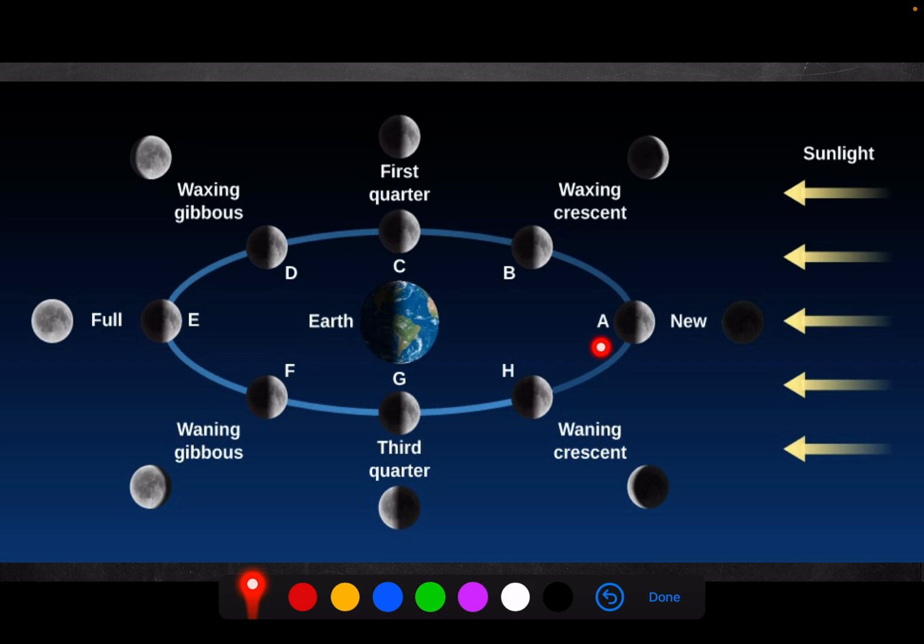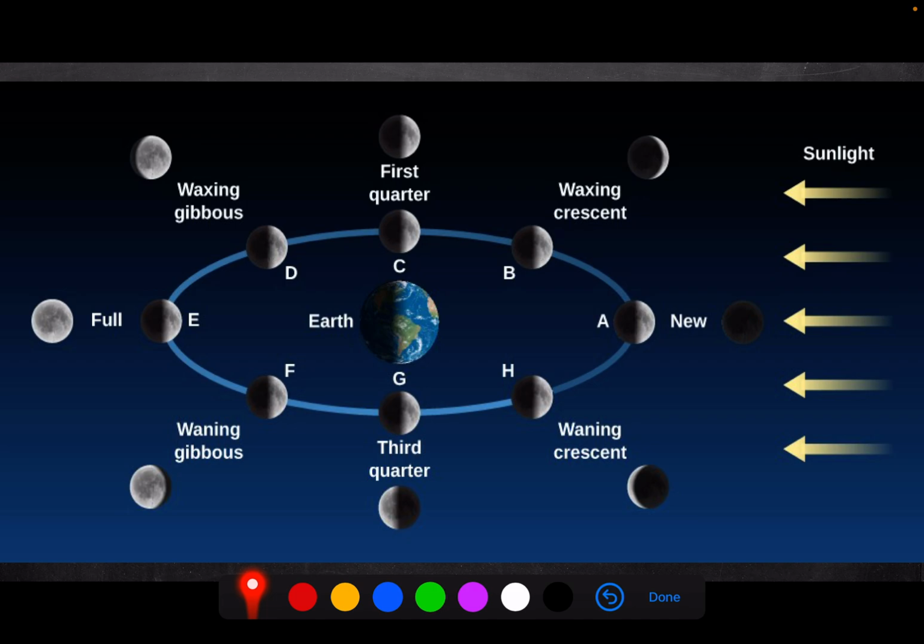All right, so at A, you can see that the shadowed side of the moon is facing us, right, directly. So this is when the moon is between the Earth and the sun. So we see the complete shadow, and what we see on this side is the new moon. So basically the moon is covered completely in shadow on the side that faces us.